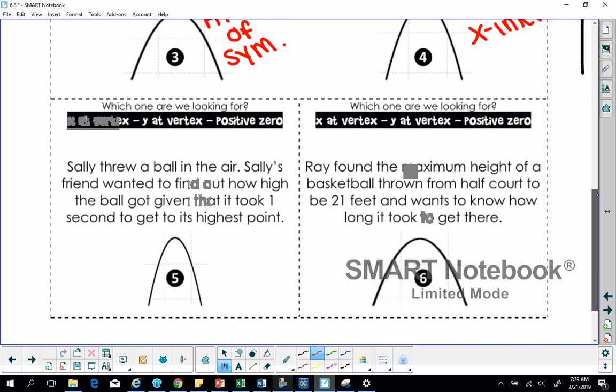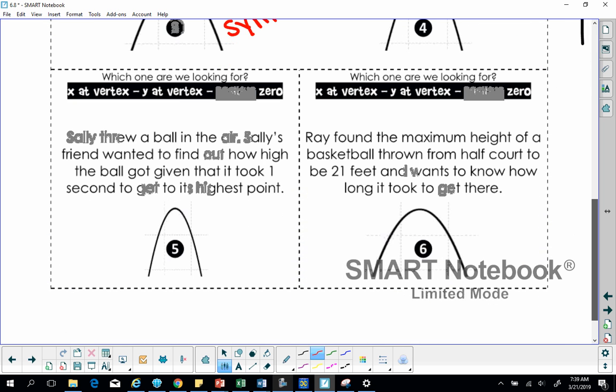Perfect. Kimberly, Sally threw a ball in the air. Sally's friend wanted to find how high the ball got, given that it took 1 second to get to its highest point.